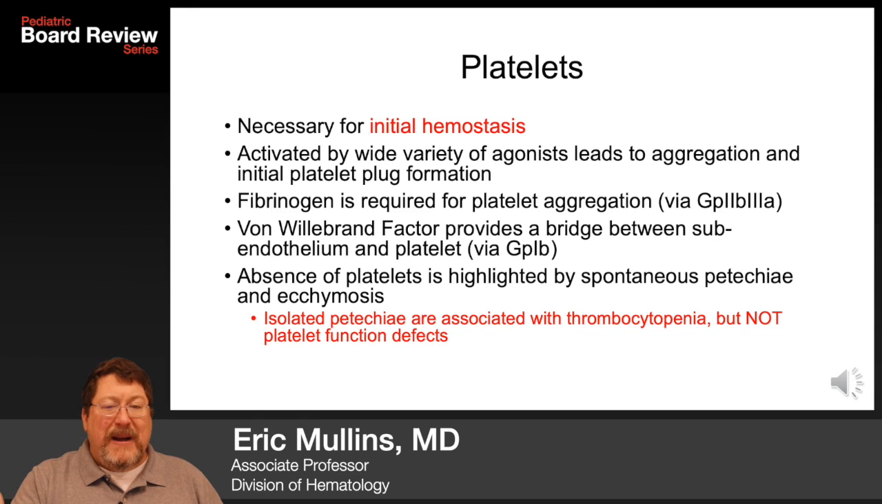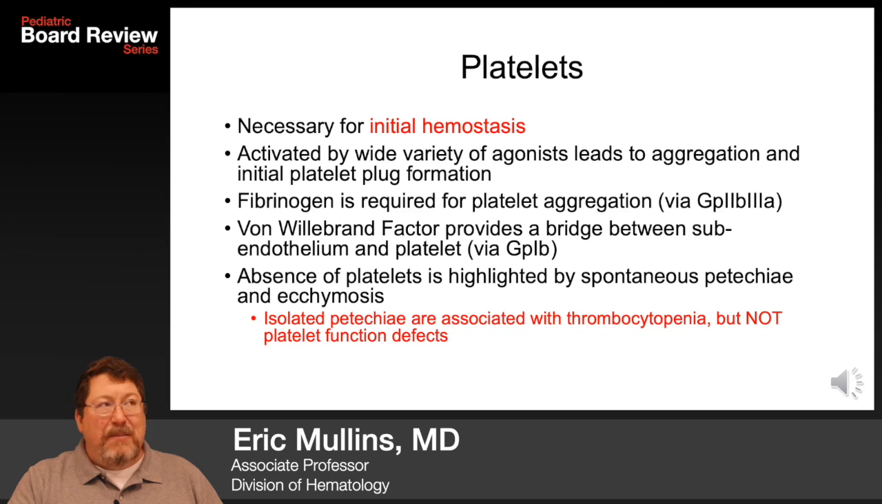So platelets can be activated by a whole host of agonists that lead to aggregation and localization to the site of vascular injury, resulting in a platelet plug. You require fibrinogen for this process, so in the complete absence of fibrinogen, your platelets can't aggregate to almost all agonists. Therefore, fibrinogen is very important. Von Willebrand factor is also important in that von Willebrand factor essentially provides a link between the subendothelial collagen and the platelet via the receptor GP1B. And so patients without von Willebrand factor may have platelet-type bleeding.